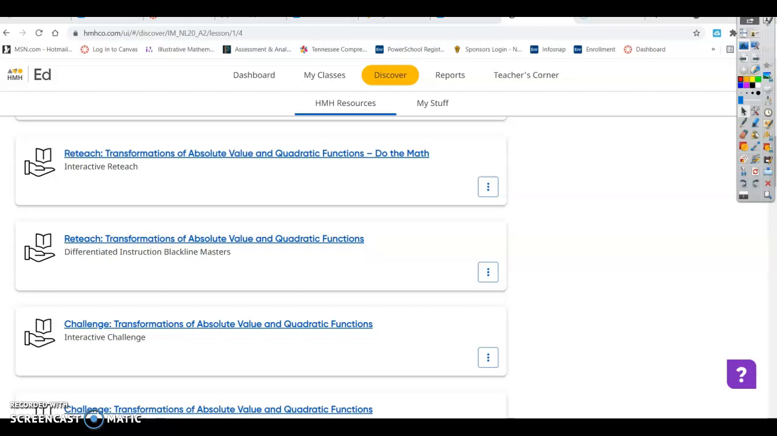All right, guys, we are going to continue in lesson 1.4. We're going to do the activity that says reteach transformations of absolute value and quadratic functions. Do the math. You should try to do this first, and then if you can't figure these out, come back to the video to get help. But if I were you, I would pause the video, try to do this first, and then let me walk you through it if there's something that you can't get on your own.